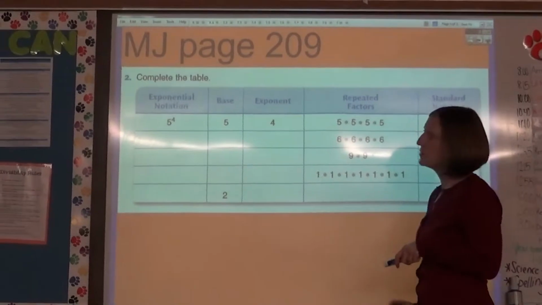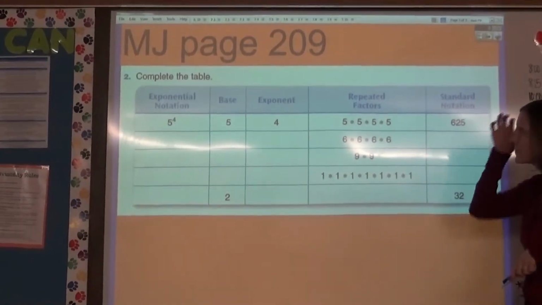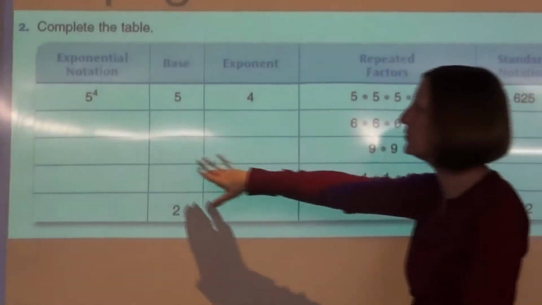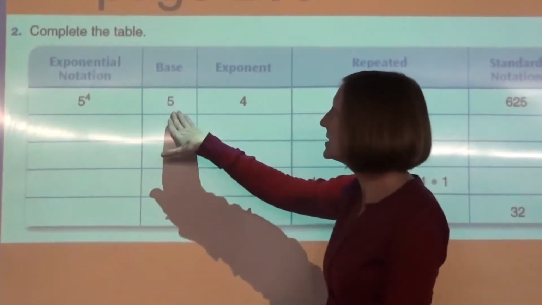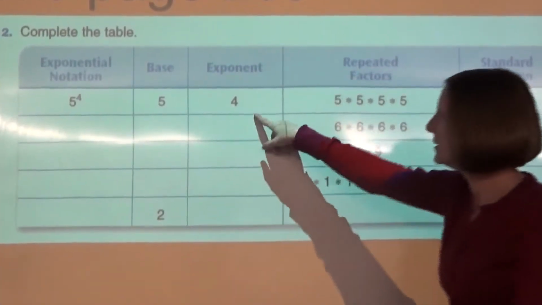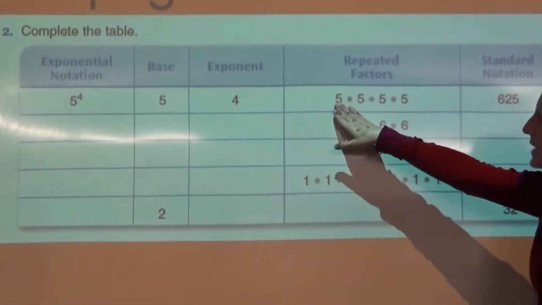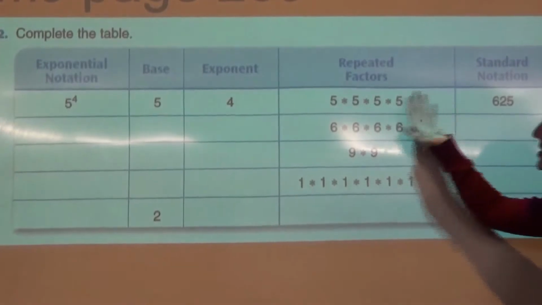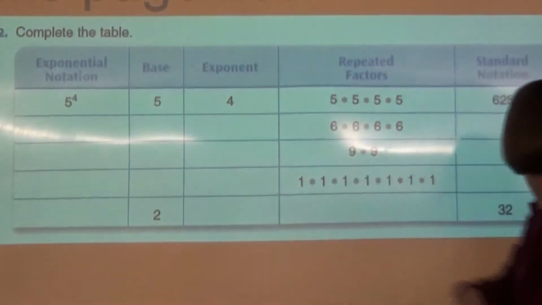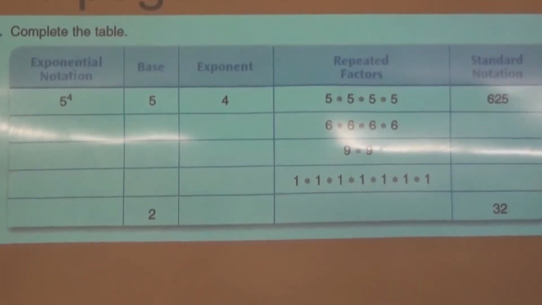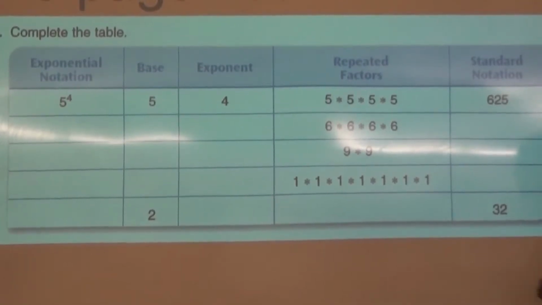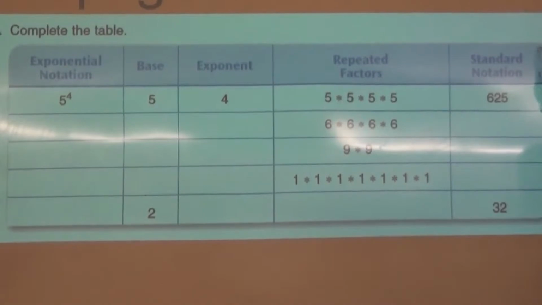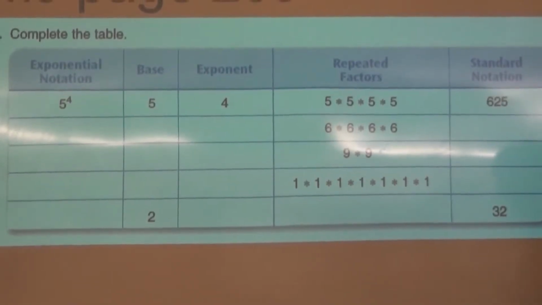In your math journal on page 209, you have a table. And you can see the first one is done as an example. They have 5 to the 4th. 5 is your base. The 4 is the exponent. So we know that means you take 5 times 5 times 5 times 5. You take it 4 times. That's what our exponent means. And so if I were to multiply 5 times 5 times 5 times 5, I would get 625 for my answer. And that's how we would write it in standard notation.